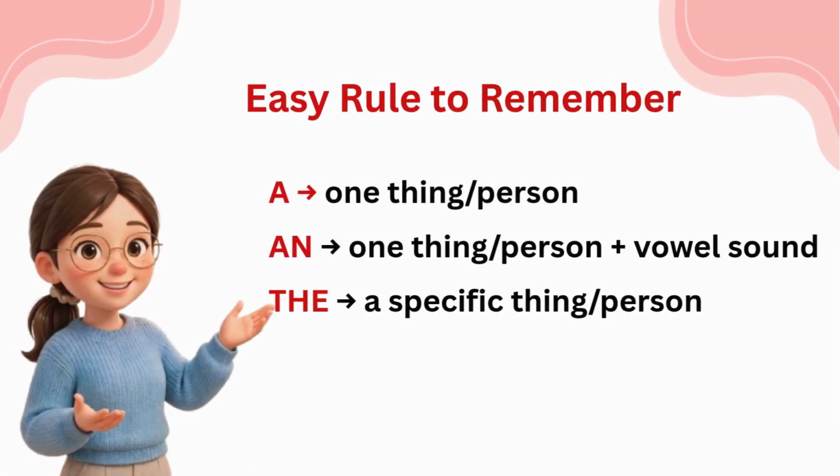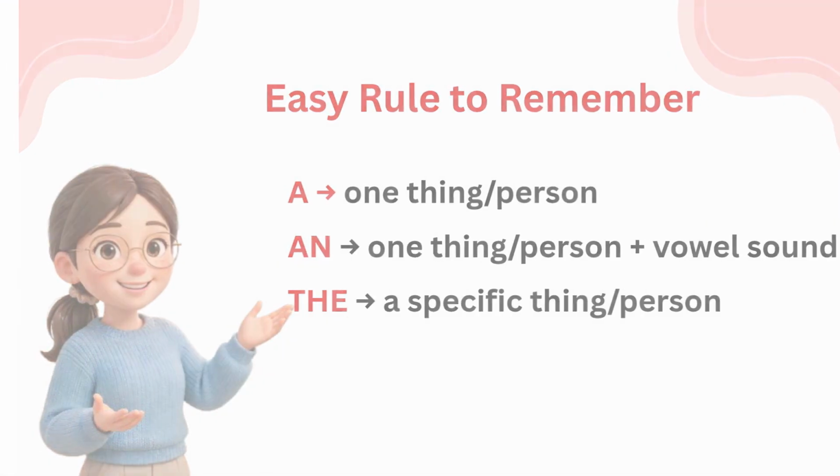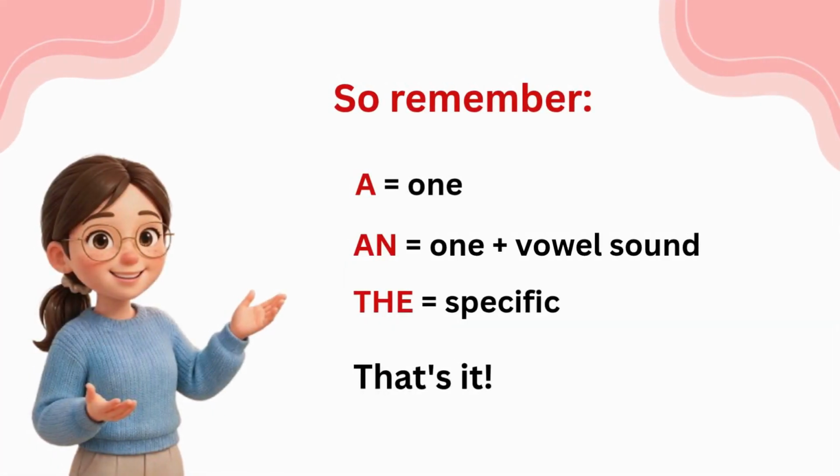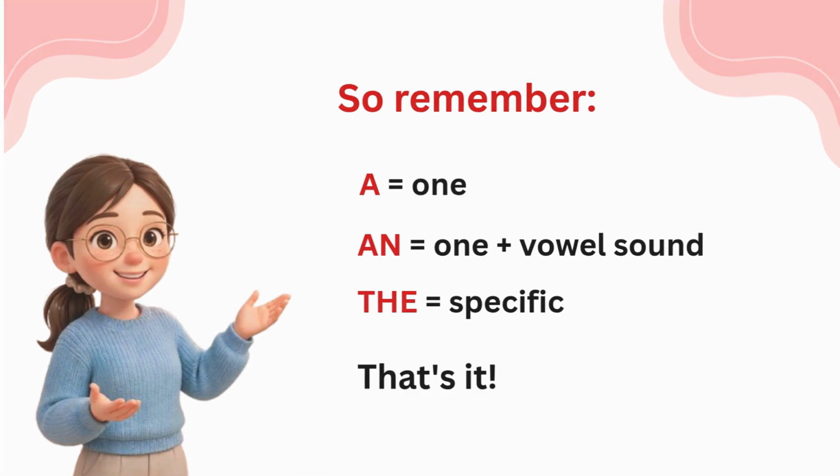Easy rule to remember. A equals one thing or person. An equals one thing or person plus vowel sound. The equals a specific thing or person. So remember, A equals 1. An equals 1 plus vowel sound. The equals specific. That's it.